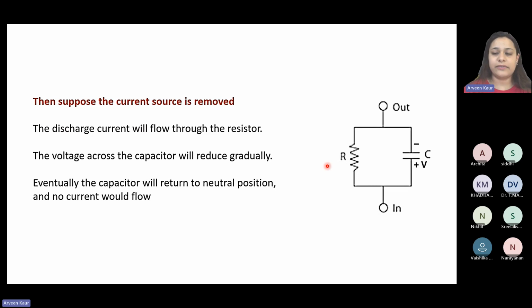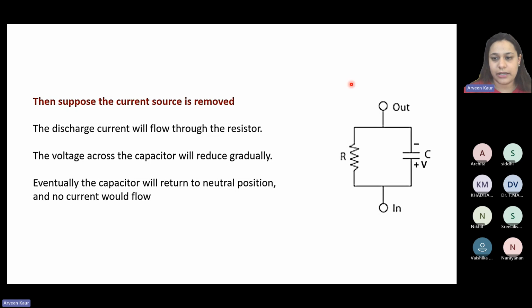So then what we will do is we will suppose that the current source is now removed, right? And now there is a voltage difference existing at this capacitor, right? So instead of acting like a true capacitor, it has a voltage difference across it. The discharge current will now flow through the resistor first, and voltage across the capacitor will gradually reduce, right?